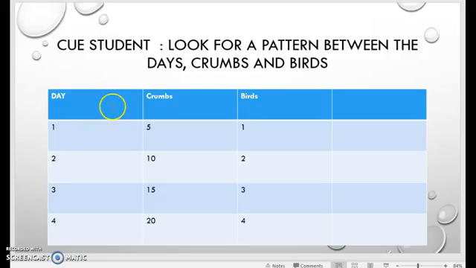Another way for a visual to represent this is in a chart seen here. Day 1, breadcrumbs, birds. Day 2, breadcrumbs, birds. Day 3, breadcrumbs, birds. Day 4, breadcrumbs, birds. So we can start looking at a pattern. I know that crumbs are going up by an equal amount each time, and the birds attracted are going up by an equal amount each time, and the days, well, they stay just 1 time each day. Alright.